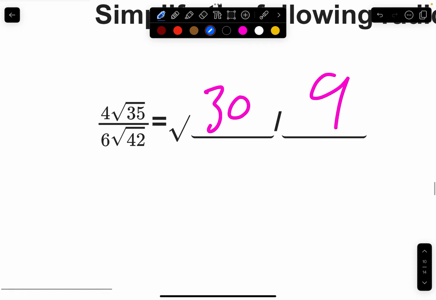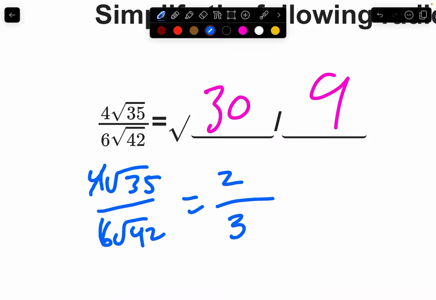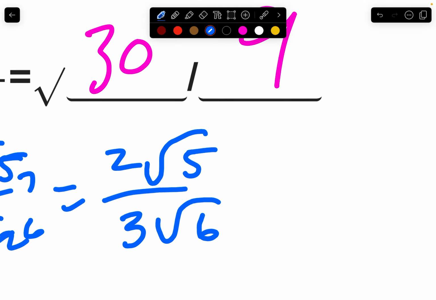A little tougher to simplify than the first few pages. Reduce, rationalize, simplify, keep reducing, keep rationalizing, keep simplifying, keep having a good old time. So we have 4 root 35 over 6 root 42. Reduce whole number with whole number, 2 and 3. Reduce radicand with radicand. 7 times 5 and 7 times 6. Now it's a little bit easier.